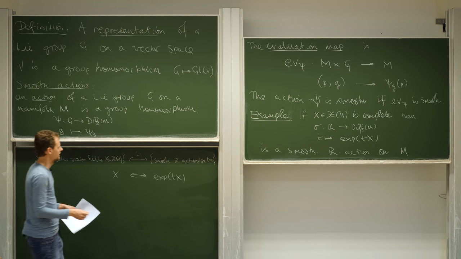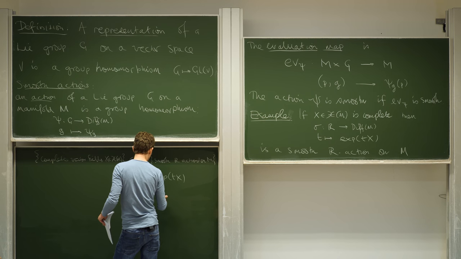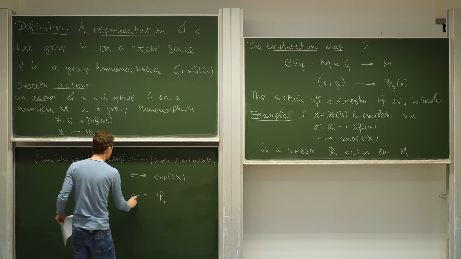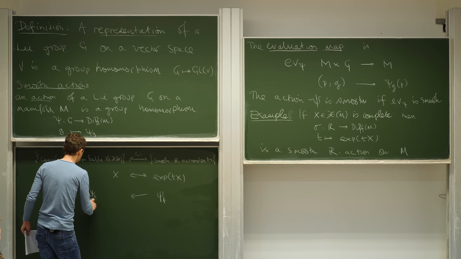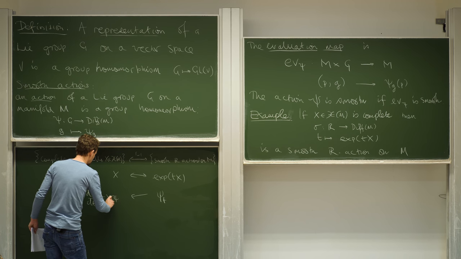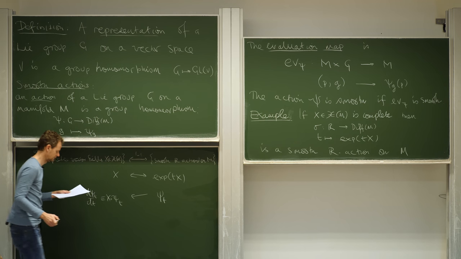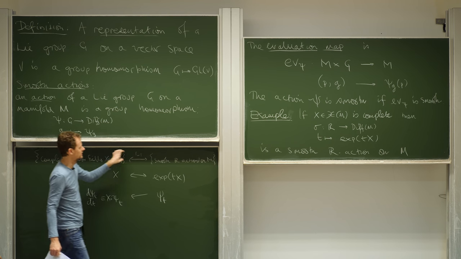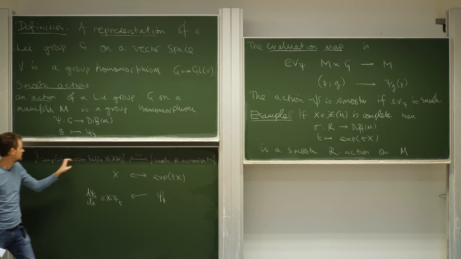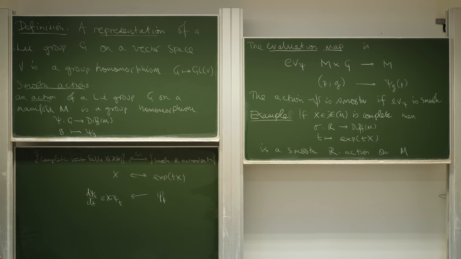So if you have a smooth R action on M, you can go back the other way by just differentiating it. And that gives you a vector field corresponding to the action. So there's a one-to-one correspondence between smooth R actions and complete vector fields. So we've already seen this in previous lectures.